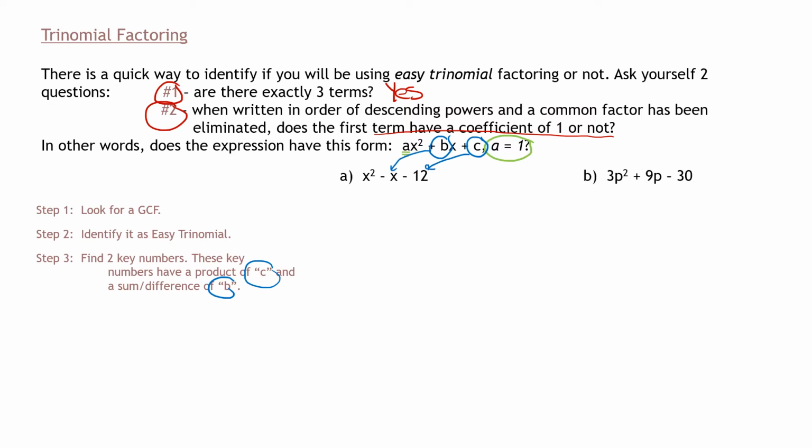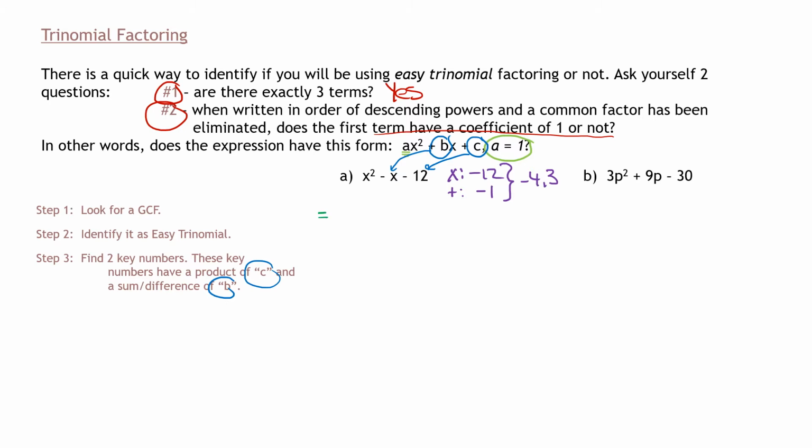So I'm looking for two numbers that have a product. They multiply together to give me -12, but they also add or subtract to have a sum of -1. So what two numbers do that? We'll call these key numbers. What are the numbers that multiply to -12 and add or subtract to -1? That would be a -4 and a 3, because -4 times 3 is -12 and -4 plus 3 is -1.